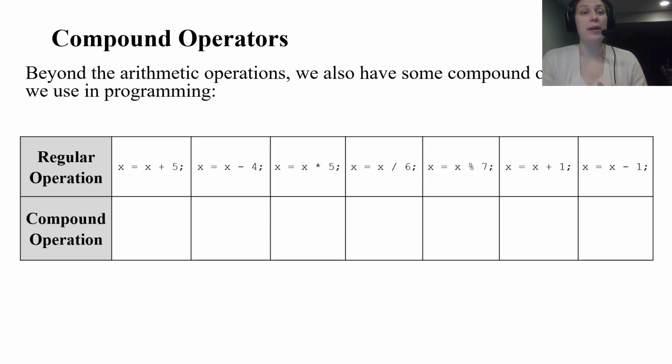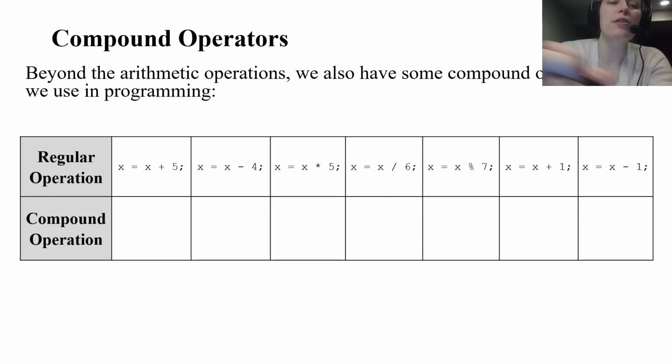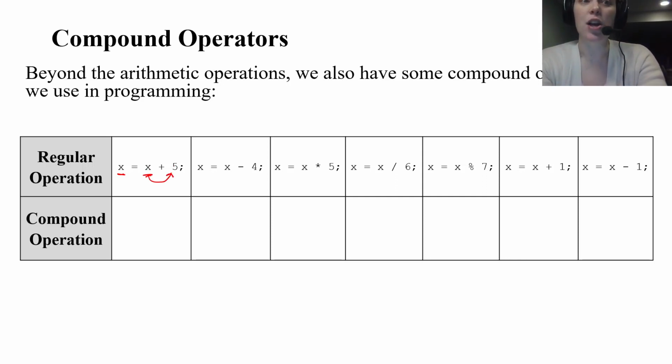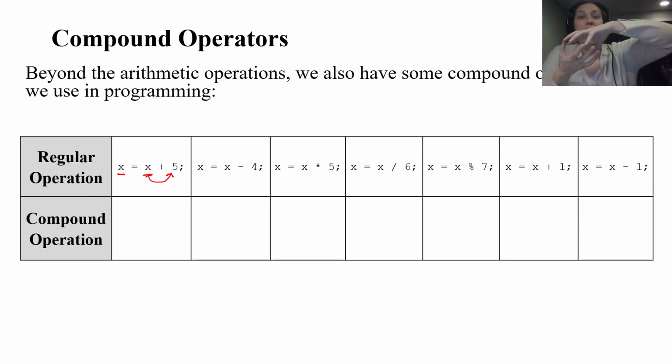Now, you don't have to use the compound operation. Like, there's no requirement. But as a programmer, you want to be able to see it and understand what it means. Okay? So let's say the regular operation, you have the variable x, and you want to take that value and add 5 to it. Right? So I have my container x. Whatever value is in here, I want to add 5 to it. And the regular operation, that's what that would look like.